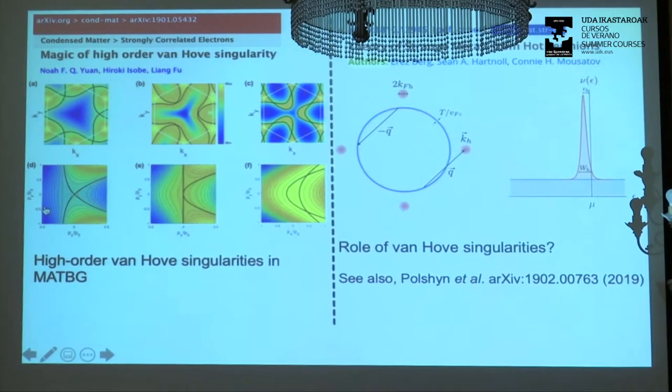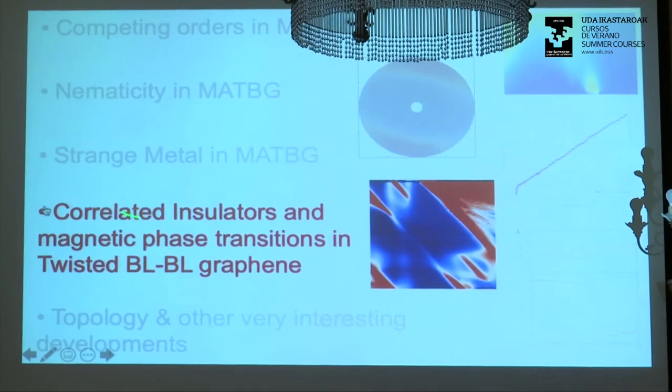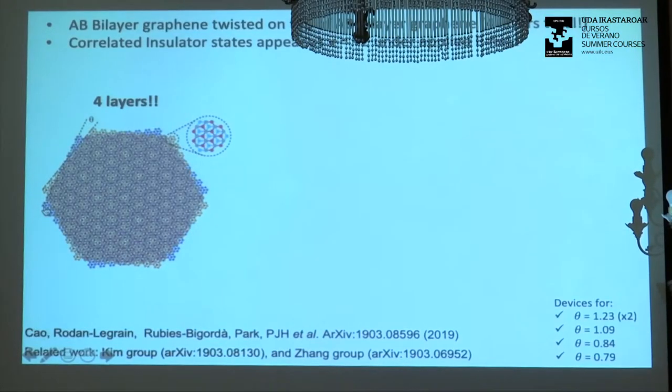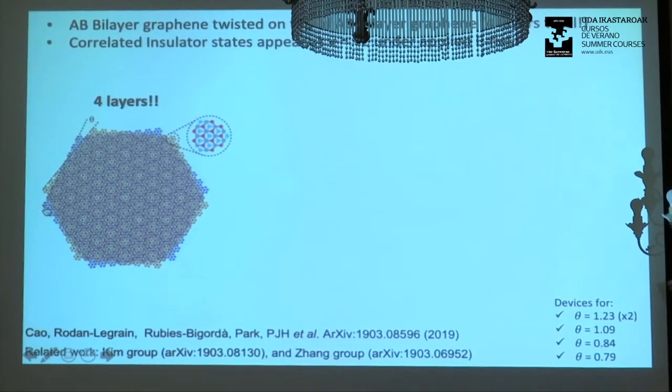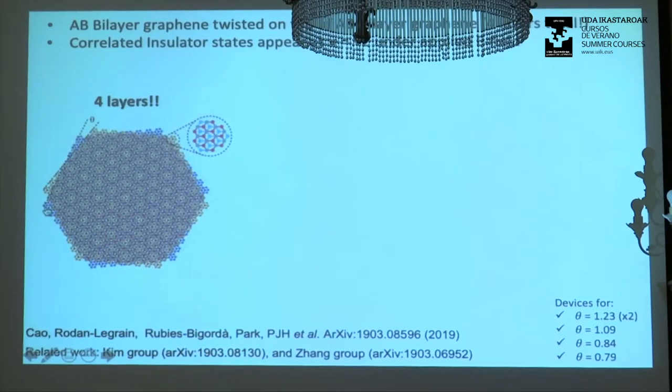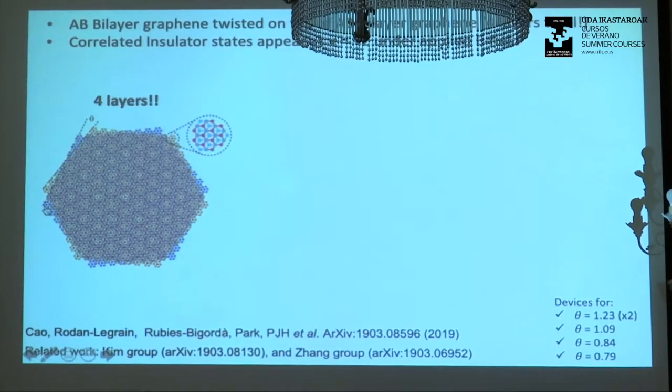Now, I have 10 minutes. I'm going to very quickly tell you about twisted bilayer graphene and then work by other groups. So what is bilayer graphene? If you take a piece of graphite and you take two layers out rather than one layer, this is usually AB Bernal-stack bilayer graphene. When you have Bernal-stack bilayer graphene, the spectrum is no longer linear. It's quadratic, but also gapless. And this gapless electronic structure, you can gap it if you apply a transverse electric field.